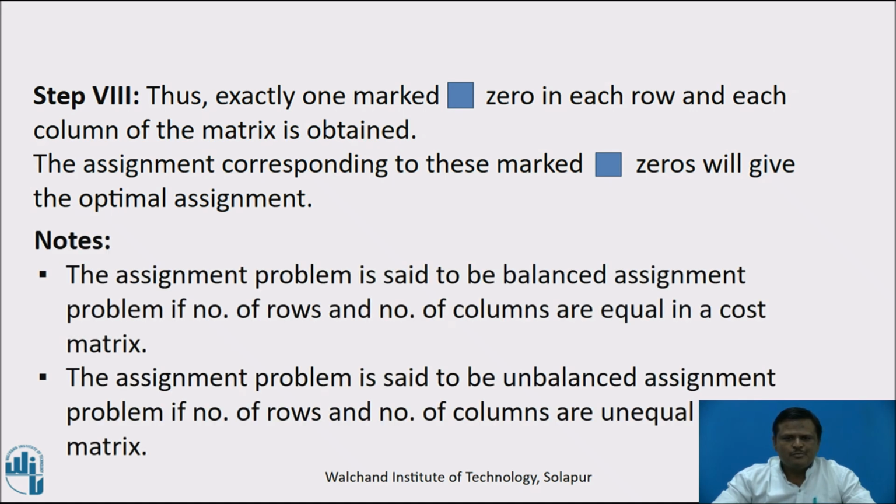Now there are two important notes to be taken into consideration. The first note tells us that the assignment problem is said to be a balanced assignment problem if the number of rows and number of columns are equal in a cost matrix. On the other hand, the assignment problem is an unbalanced assignment problem if the number of rows and number of columns are unequal in the cost matrix.